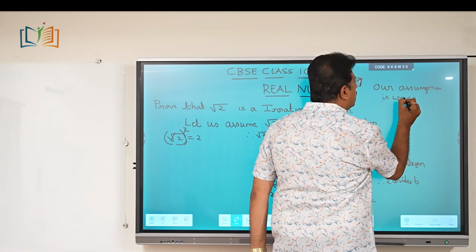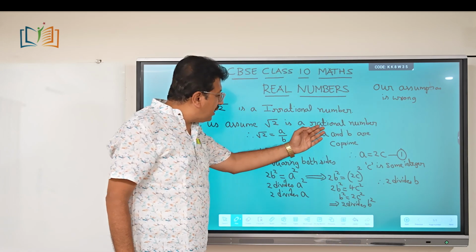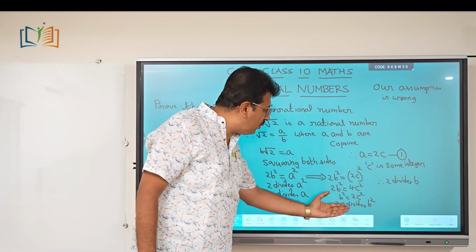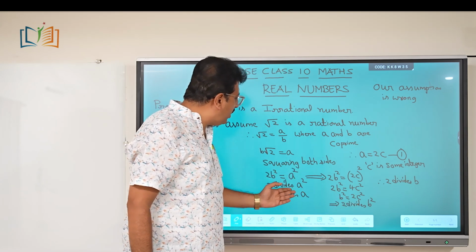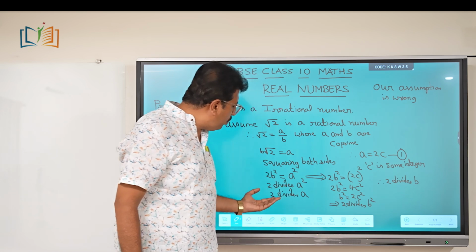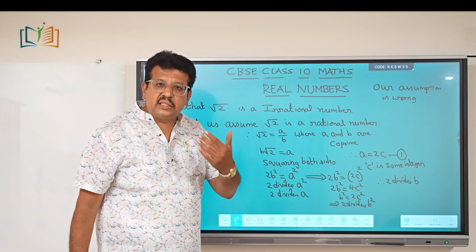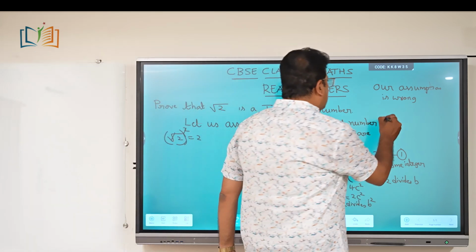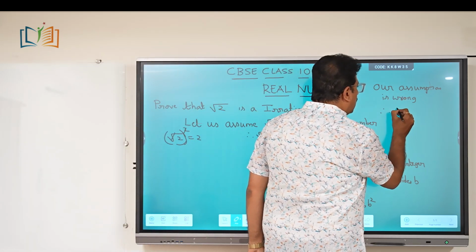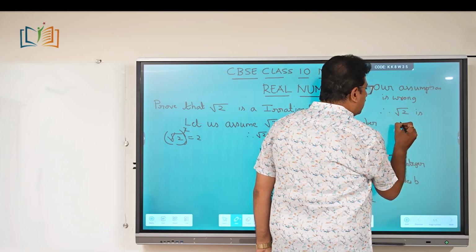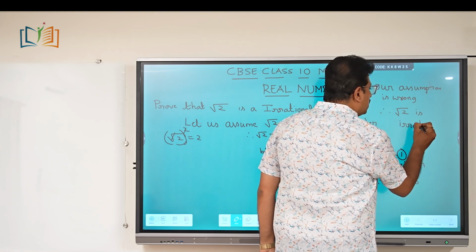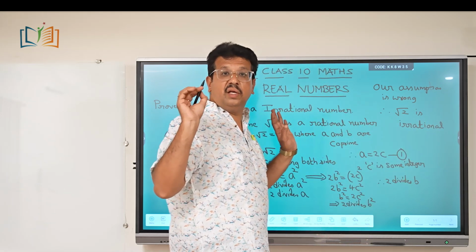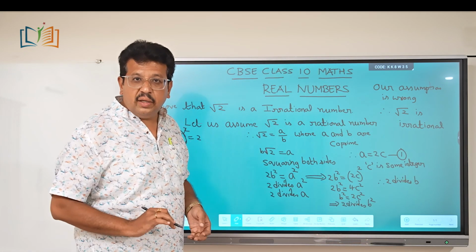We have assumed it is a rational number, because it is co-prime, we say. But here from these cases 2 divides b square, and here 2 divides a and 2 divides b. I hope you understand, it divides more than itself and 1. So therefore our assumption is wrong. If our assumption is wrong, therefore we can say root 2 is an irrational number, because we assumed it as a rational number. So definitely you can say, without thinking much, root 2 is an irrational number.